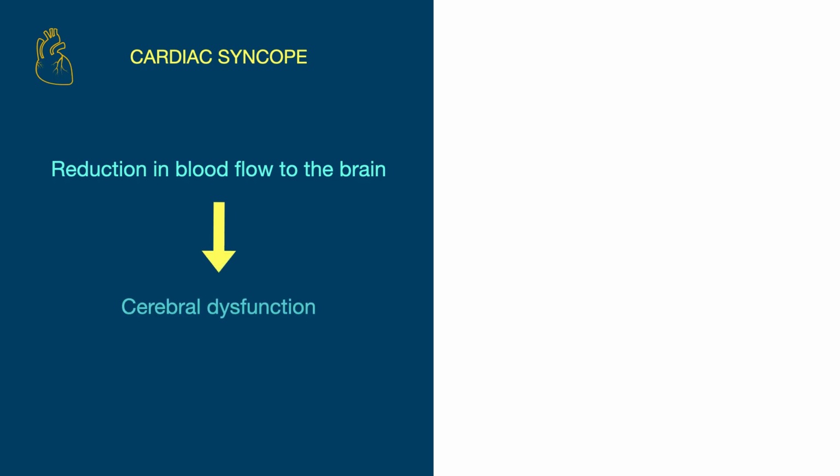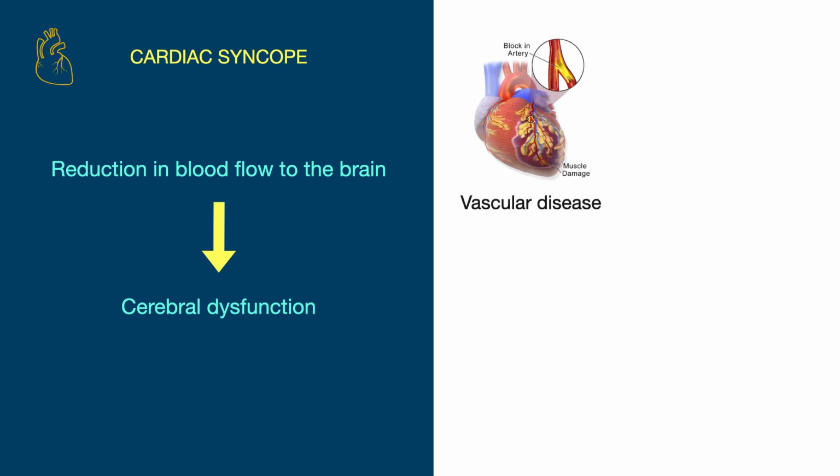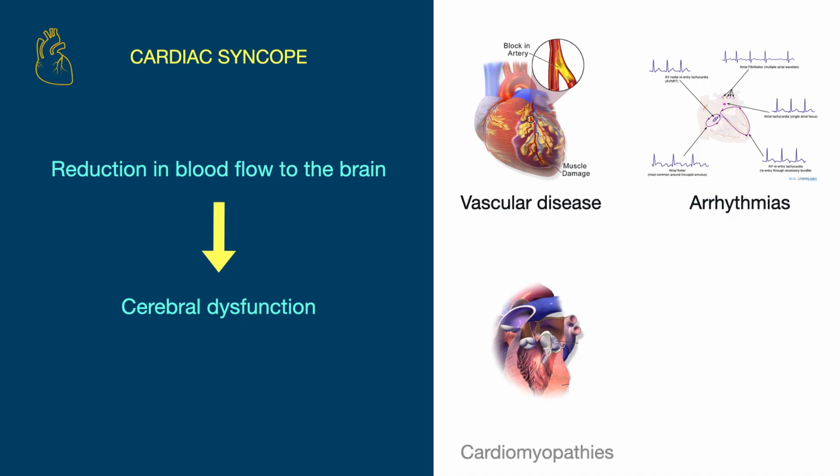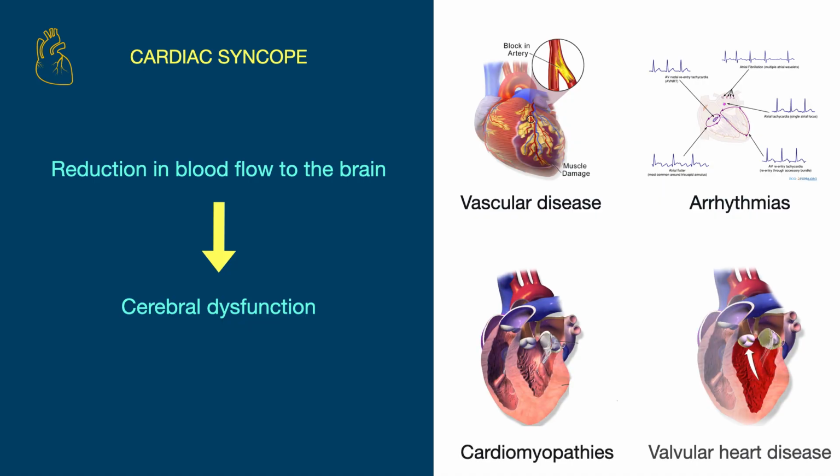Let's begin with cardiac causes. Cardiac syncope occurs when there is a significant reduction in blood flow to perfuse the brain. This leads to cerebral dysfunction or altered consciousness. Cardiac syncope may be due to vascular diseases, arrhythmias, cardiomyopathies, or structural heart disease such as valvular dysfunction.